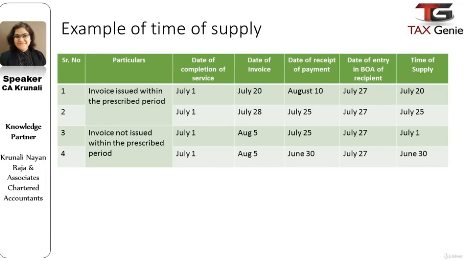In the next case, the date of completion of service is 1st of July, date of invoice is 5th of August, date of receipt of payment is 30th of June, and date of entry in books of accounts would be July 27th. So in this case, the time of supply would be date of receipt of payment, that is June 30th, because this is the date which is the earliest of the 3 dates.